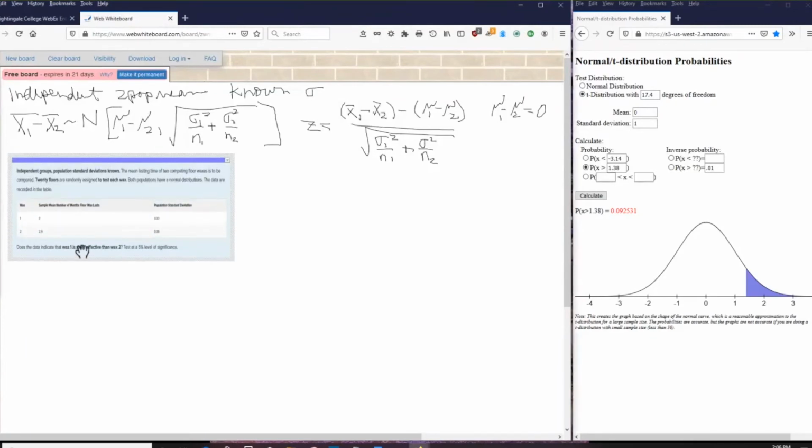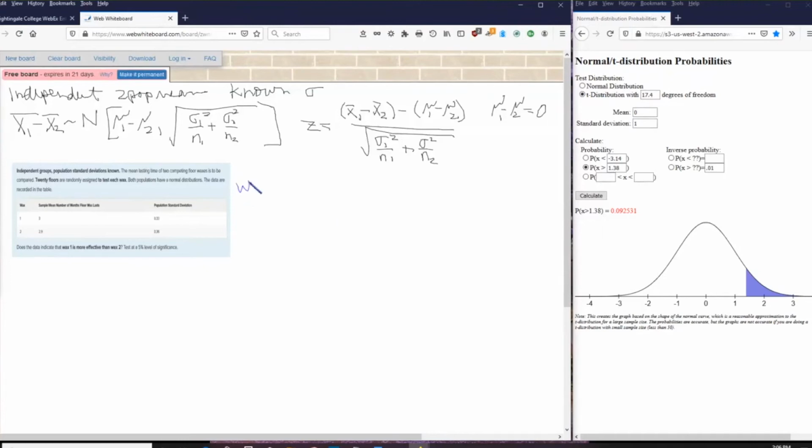Okay, so in this example, it says independent group, population standard deviations known. The mean lasting time of two competing floor waxes is to be compared. 20 floors are randomly assigned to test each wax. Both populations have a normal distribution. The data are recorded in the table. So let's take a look at what we have here.